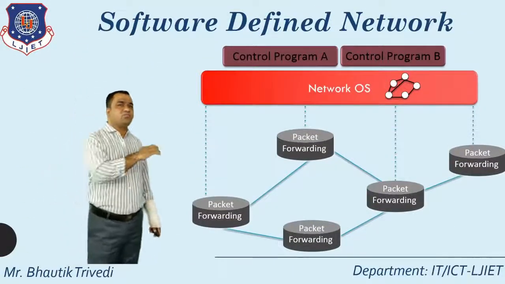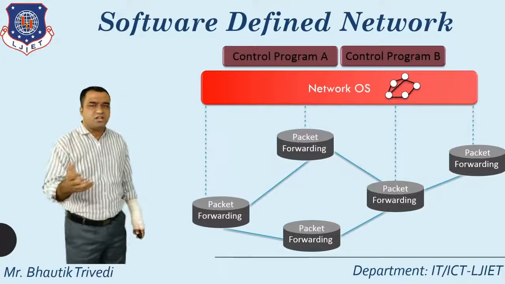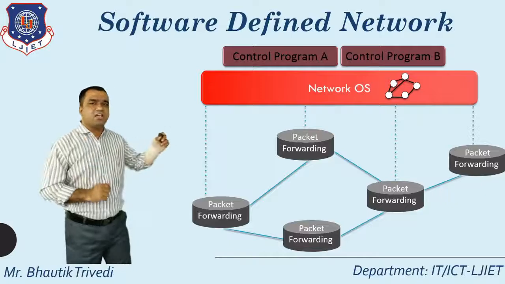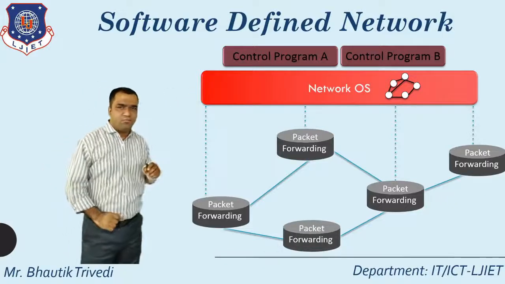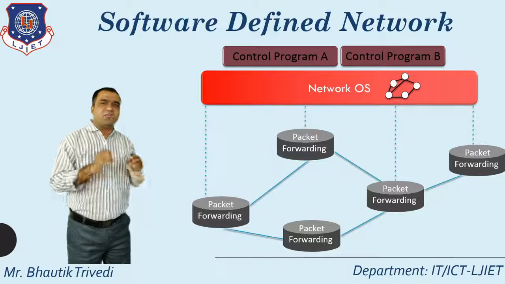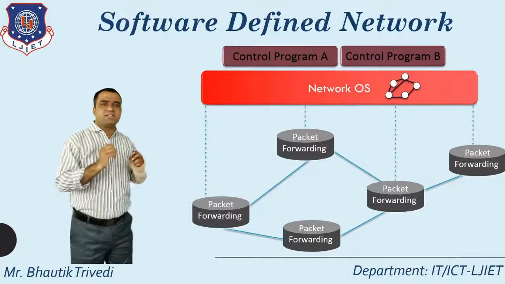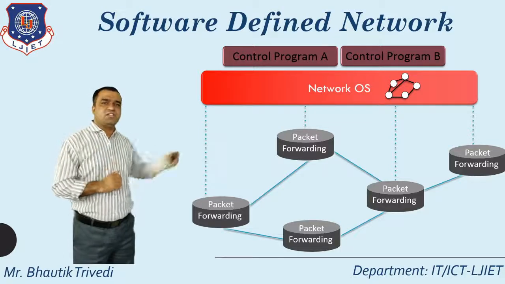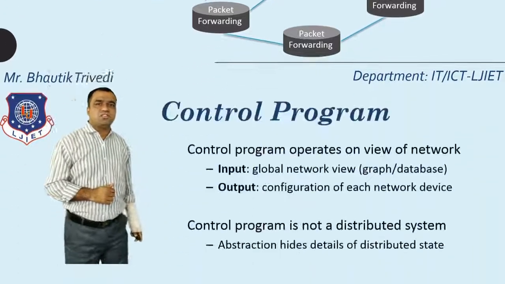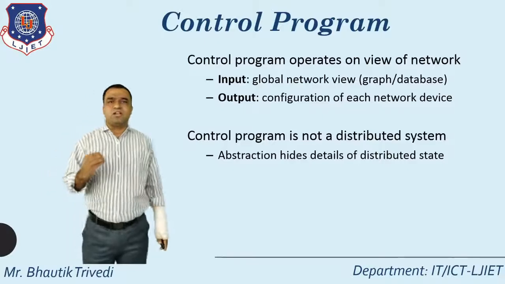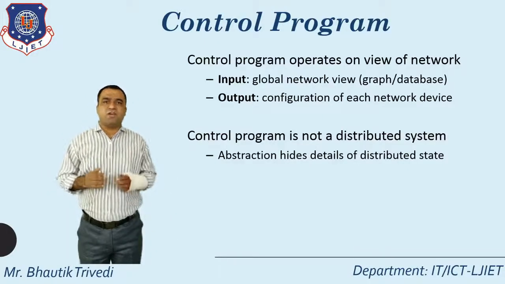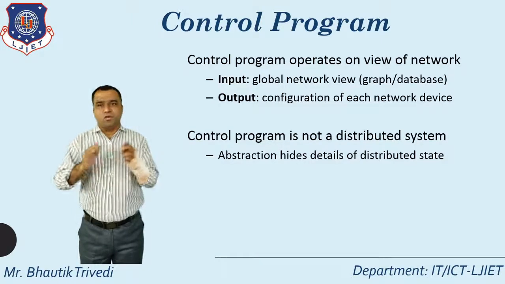After that, whatever was in the previous figure remains as it is, with a change in only one place. Here I put the control program. So packet forwarding remains as it is, network OS remains as it is, global network view remains as it is, only a change in the control program. So here you see what we mean by control program and why we use the control program in software defined network. Control program generally operates on a view of the network.